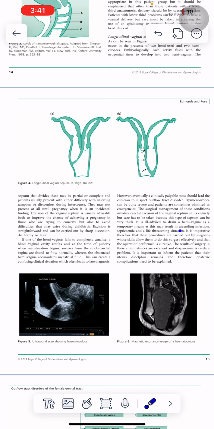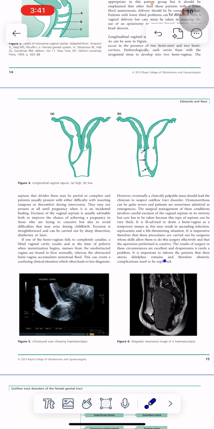This may result in ascending infection, septicemia, and a life-threatening situation. So it is imperative, therefore, that these procedures are carried out by a surgeon whose skill allows them to do the surgery effectively, and the operation performed is curative. Usually, we also involve the plastic surgeons. The results of the surgery in these circumstances are excellent, and dyspareunia is rarely a problem.